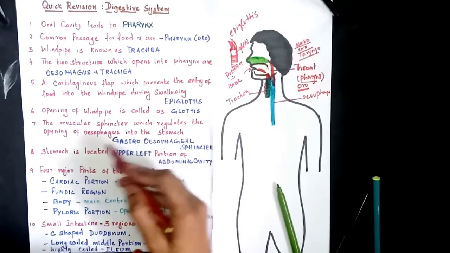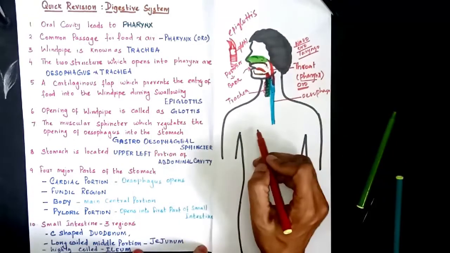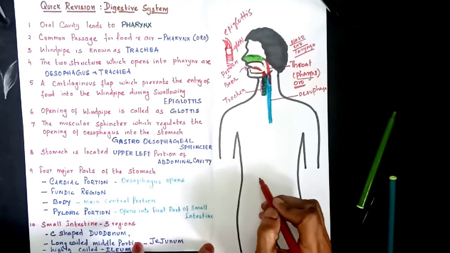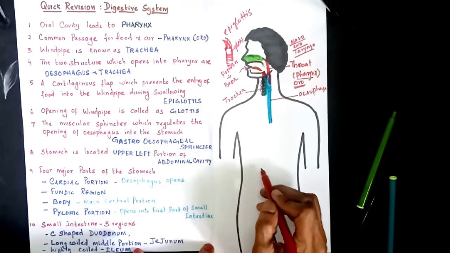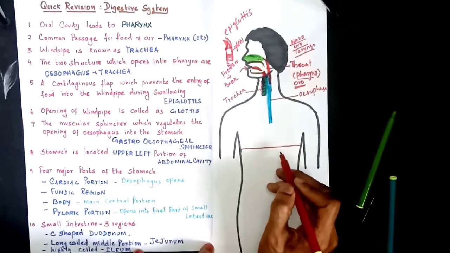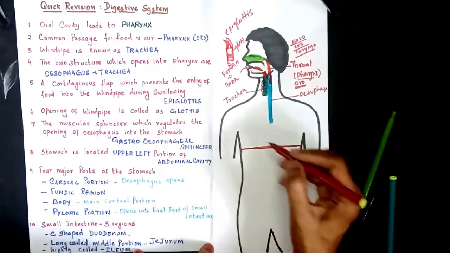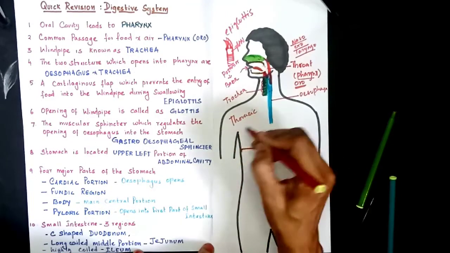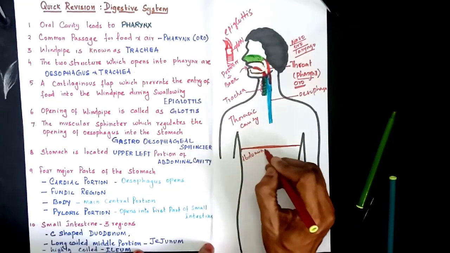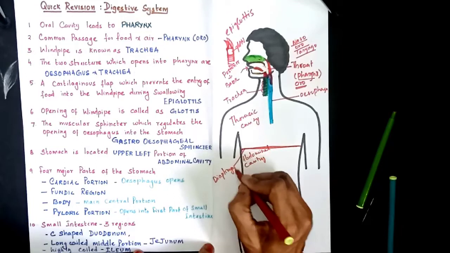The muscular structure which regulates the opening of the esophagus into the stomach is called the gastroesophageal sphincter. Now we have to see, this is the chest region, that is the thoracic cavity, and this is the abdominal cavity. What does the abdominal cavity contain? It contains all the digestive organs and digestive glands. These two cavities are separated by a sheet of muscle called the diaphragm. This muscle separates the thoracic cavity and the abdominal cavity. This muscle is called the diaphragm, a muscle very important for respiration.